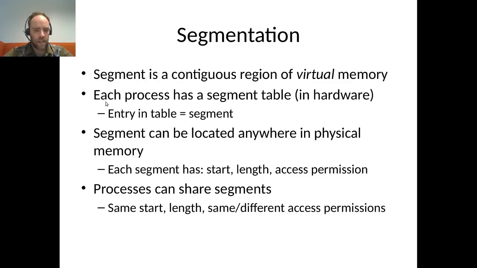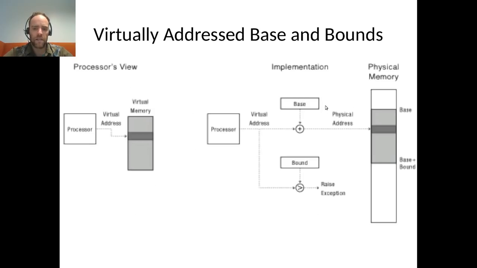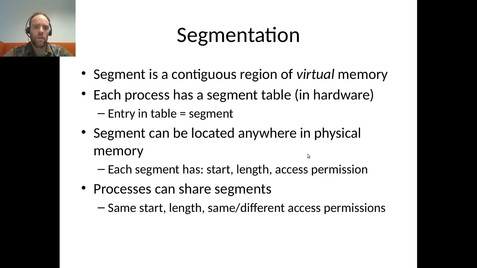Each process has a segment table. So whereas we had a base and bounds register for each process with base and bounds implementation, with segmentation, each process has its own segment table. And this is very important because this will come into play when we talk about context switching. An entry in this table is just equal to a segment. A segment can be located anywhere in physical memory.